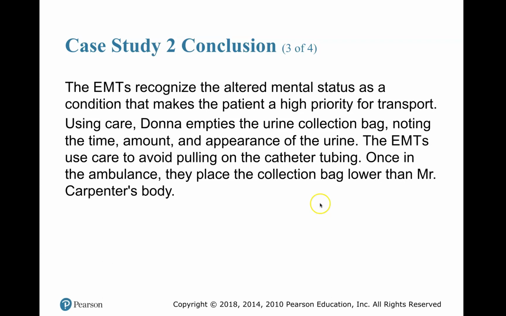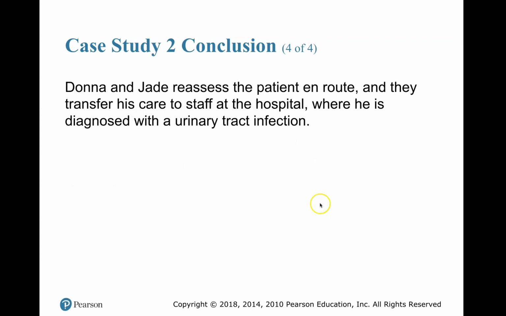The EMTs recognize an altered mental status as a condition that makes the patient a high priority for transport. Using care, Donna empties the urine collection bag, noting the time, amount, and appearance of the urine. The EMTs use care to avoid pulling on the catheter tubing. Once in the ambulance, they place the collection bag lower than Mr. Carpenter's body. Donna and Jade reassess the patient en route, and they transfer his care to staff at the hospital where he is diagnosed with a urinary tract infection.